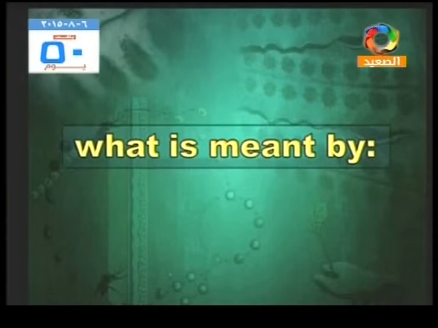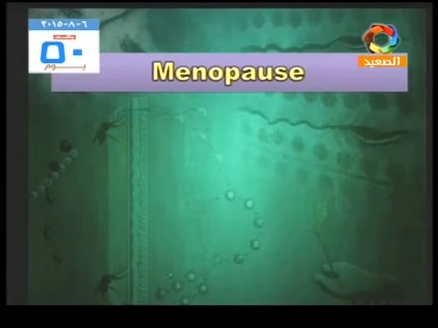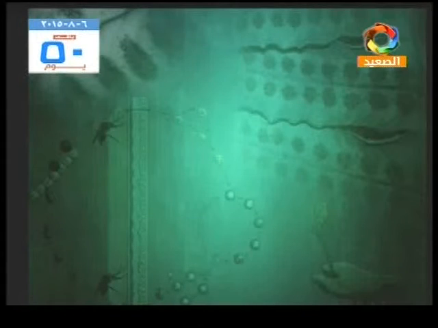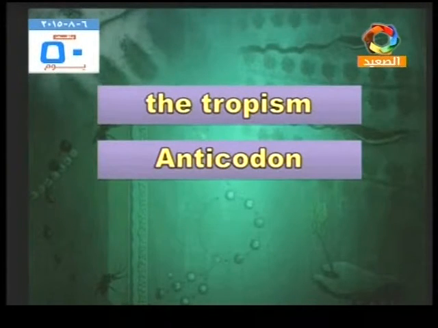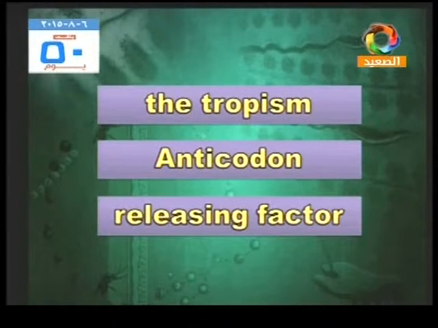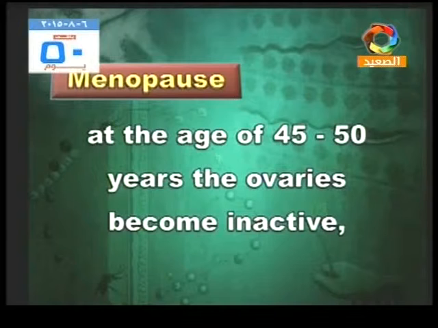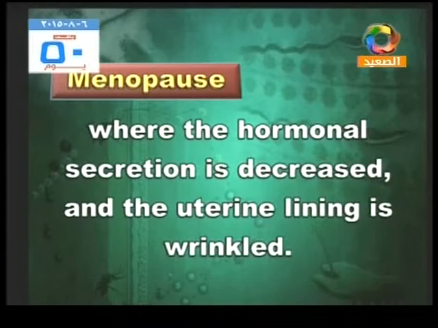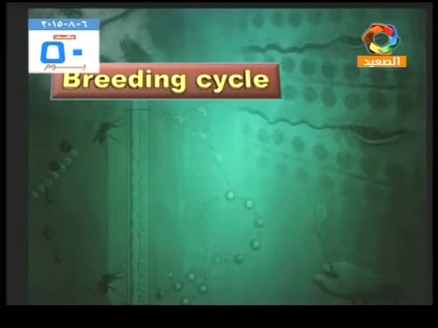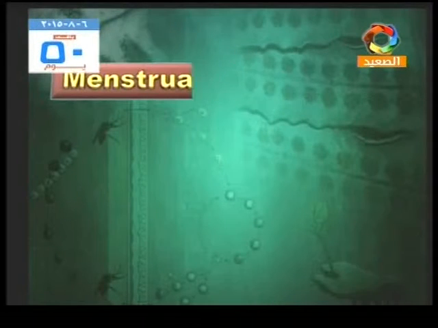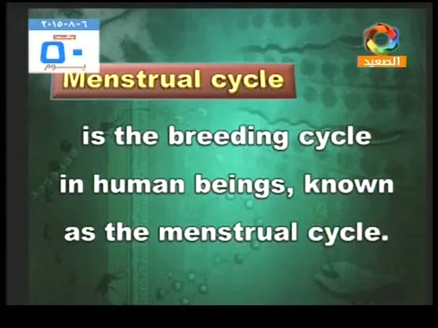Question 6. What is meant by menopause, breeding cycle, menstrual cycle, alternation of generation, tropism, anticodon, releasing factor? Menopause: at the age of 45 to 50 years, the ovary becomes inactive, where the hormone secretion is decreased and the uterine lining is wrinkled. Breeding cycle is a certain period where the ovary becomes regularly active in the adult female. Menstrual cycle is the breeding cycle in human beings.